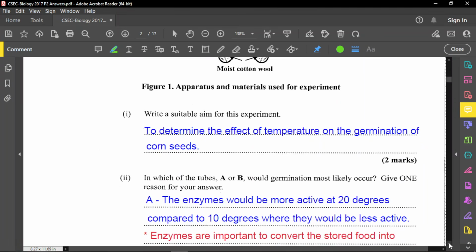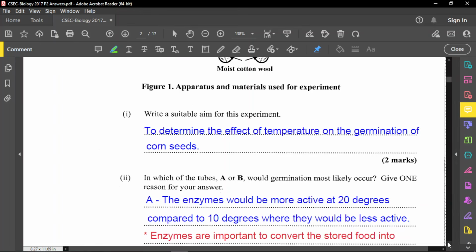Now, part 1 is to write a suitable aim for this experiment. And again, if you notice the diagram as mentioned, the temperature is the only thing that is different. So a suitable aim could have been to determine the effect of temperature on the germination of corn seeds. And part 2 is, in which test tube, A or B, would germination most likely occur? Give one reason for your answer.